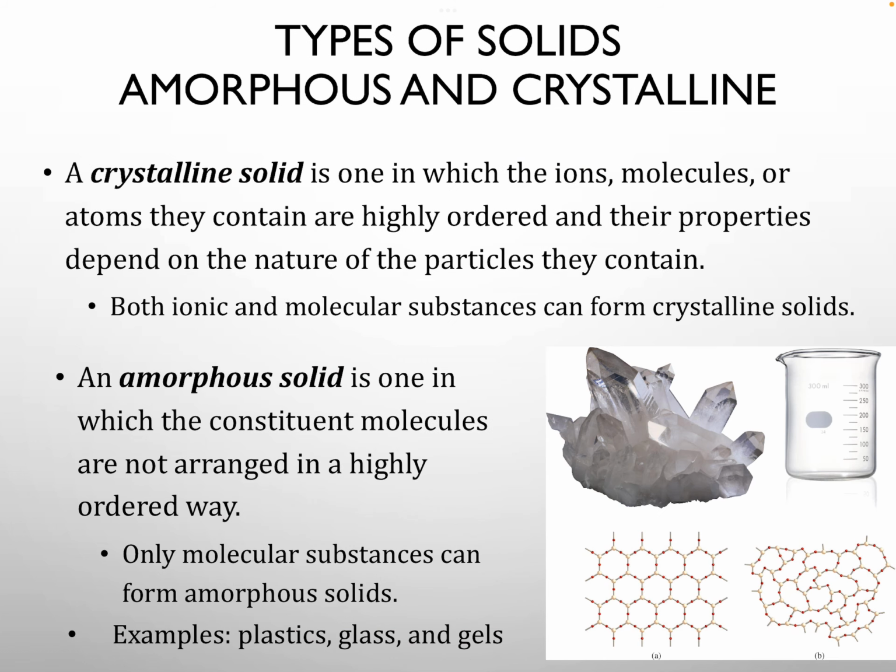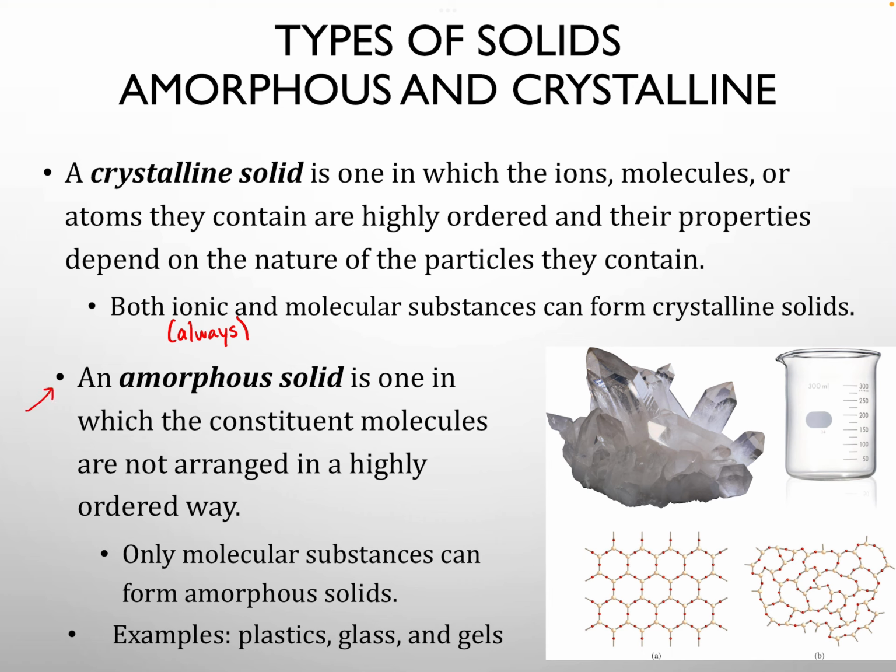Okay, so we have two different types of solids that can happen. One of them is a crystalline solid. So a crystalline solid is going to be a highly ordered structure, like I was talking about with that ionic compound. Ionic compounds always make crystalline solids. So ionic compounds are always crystalline. Okay? Molecular substances are usually crystalline, but they can also be amorphous.